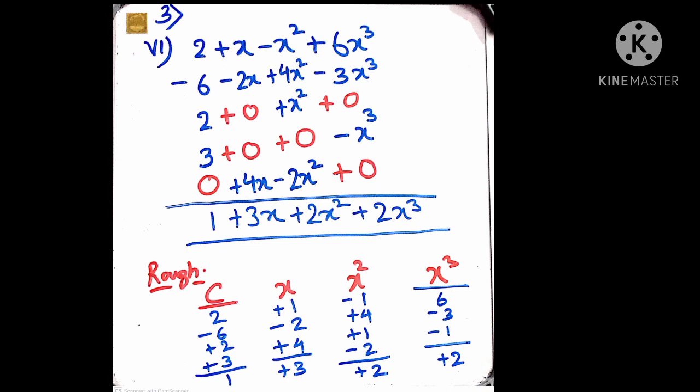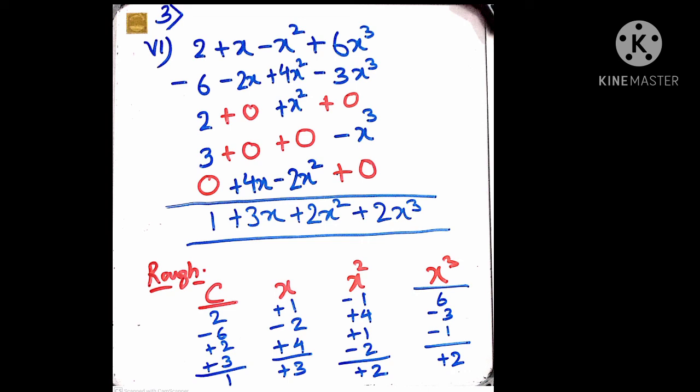Now question number 3, sixth one. It's 2 plus x minus x square plus 6x cube. This question is a little bit tricky because the columns are not written in an orderly manner. So we have to arrange it according to the coefficient used, right? So after writing, we can see that some space is left. For example, in the third and the fourth and the fifth one, there are a few blanks. In the third one, there is no variable with x and x cube. So what we have done, we have written 0 over there. You can write it or you can leave it blank. But it's better to avoid confusion. You can write plus 0.